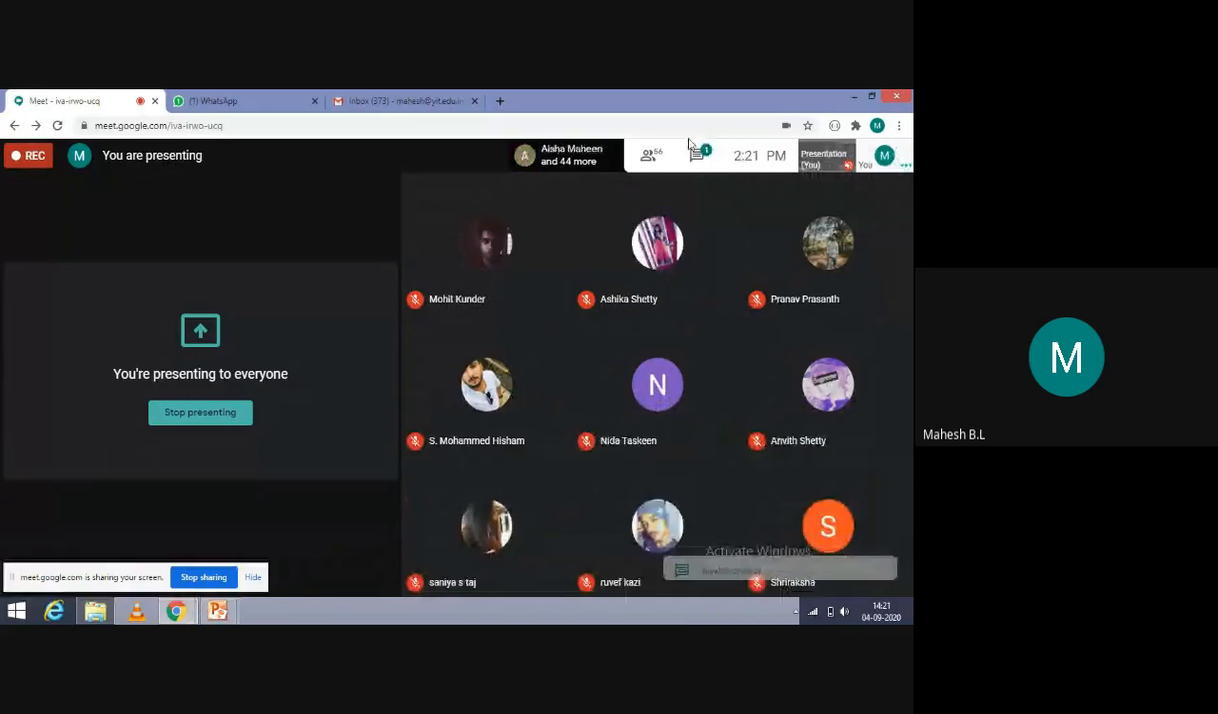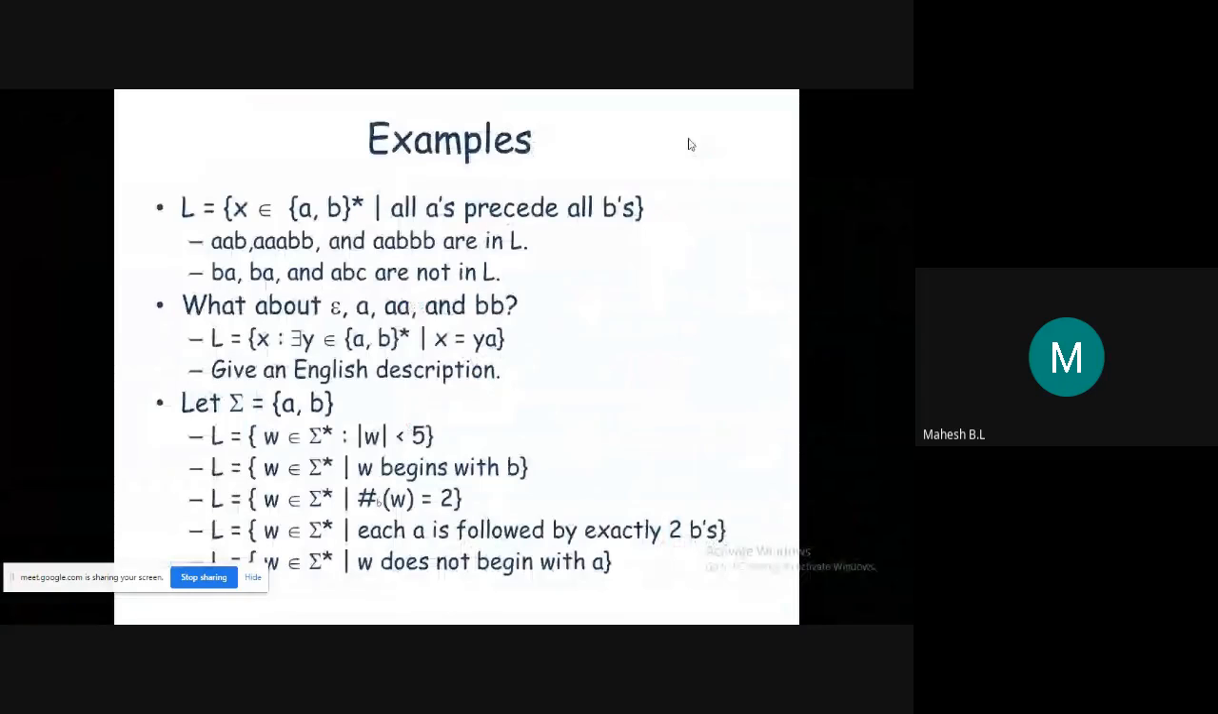Okay, so epsilon is an empty string, and empty string means there are no A's, there are no B's. So this condition is satisfied automatically. If A's are there, then they must precede all B's. That's why in epsilon you don't have A's as well as B's. That's why there is no confusion at all. That's why epsilon belongs to the language.